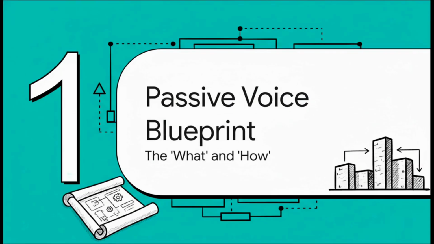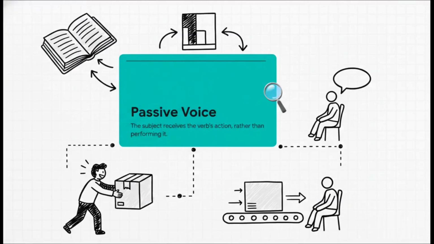So let's pull back the curtain and look at the actual blueprint for this thing to really get what it is and, more importantly, how to build it yourself. So here's the official definition. Basically, in the passive voice, the subject of the sentence isn't doing anything at all. Instead, it's just sitting there, receiving the action. So instead of saying, the chef cooked the meal, where the chef is doing the work, we flip it around and say, the meal was cooked.